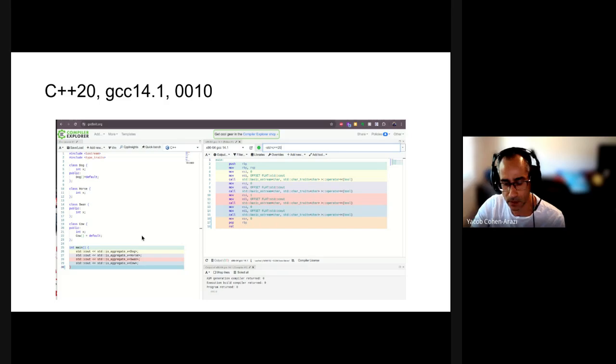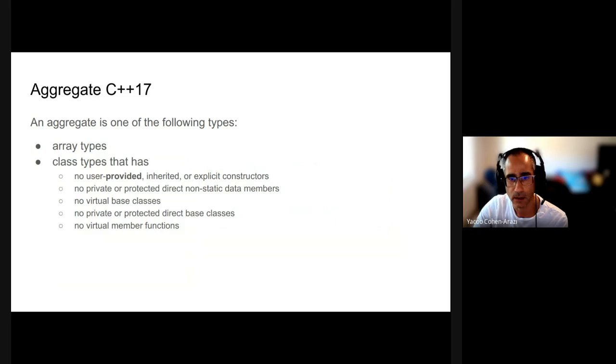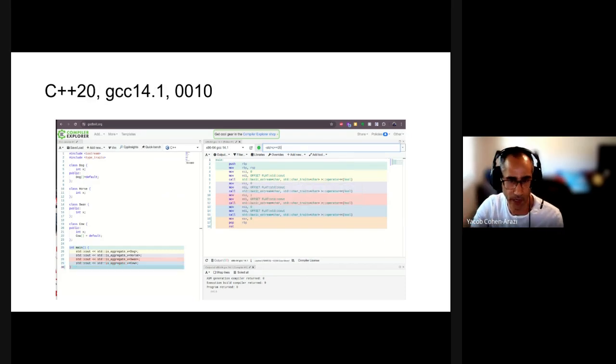Why? Because in 17 I am allowed to have a user-declared constructor, not user-defined, sorry, not user-declared, not user-provided, as you can see here. So that's still an aggregate. So if you can imagine code that actually uses aggregate initialization, and you port it from C++17 to 20, that becomes something that might fail.